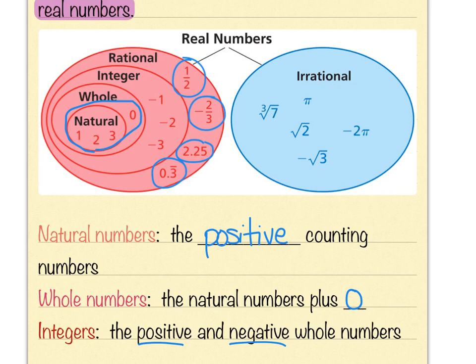And then on the other side over here in blue, we've got the irrational numbers like pi, negative 2 pi. Here we've got the negative square root of 3. Of course, 3 is not a perfect square, so that's going to give us an irrational number. The square root of 2, and 2 is not a perfect square. The cube root of 7, and 7 is not a perfect cube, so these are all numbers that would be irrational.